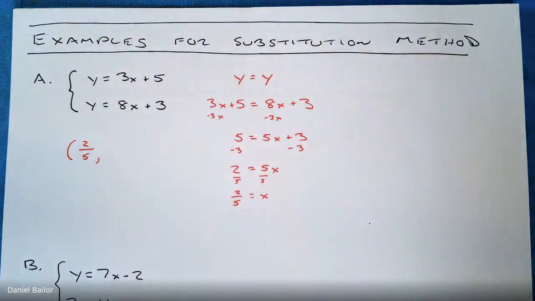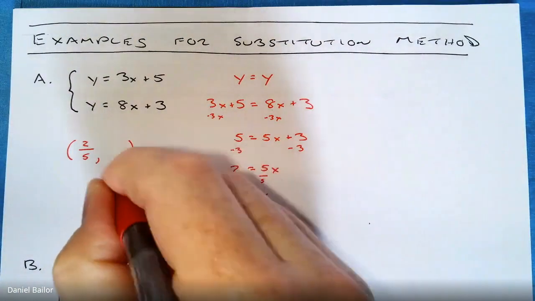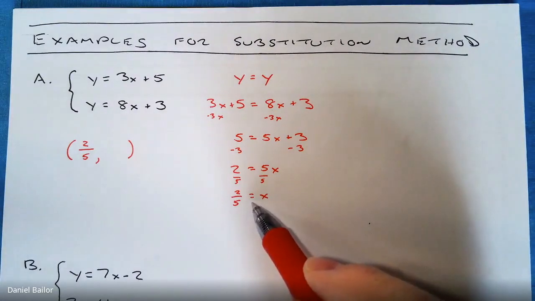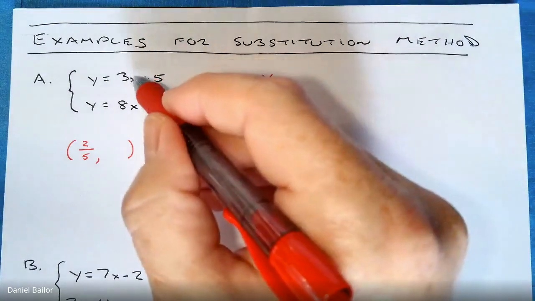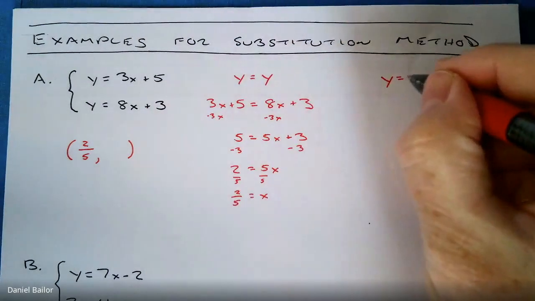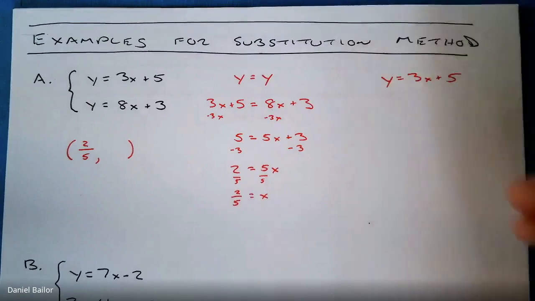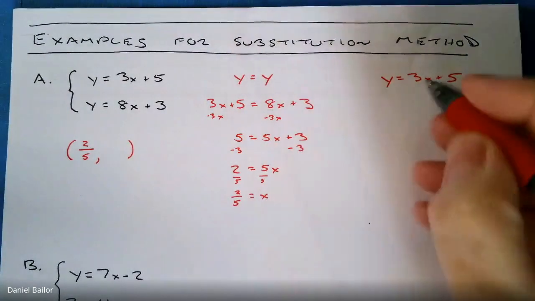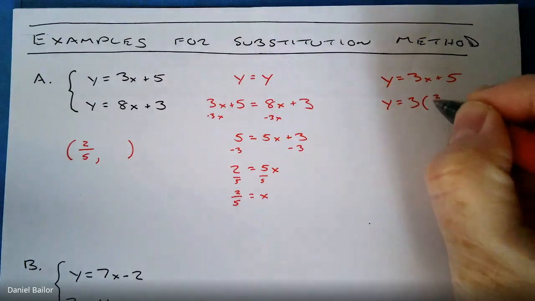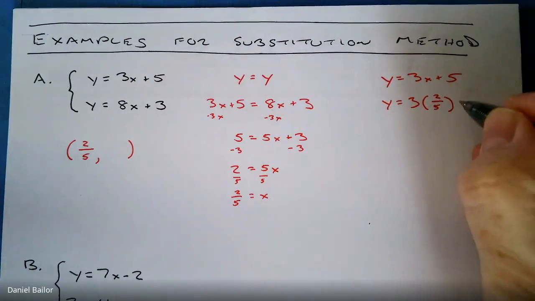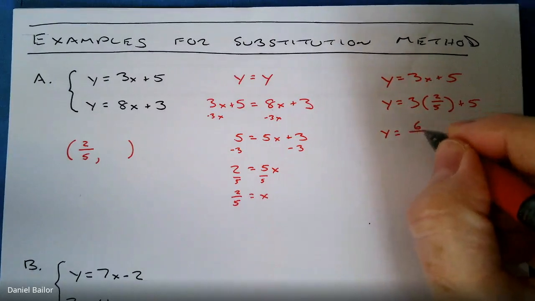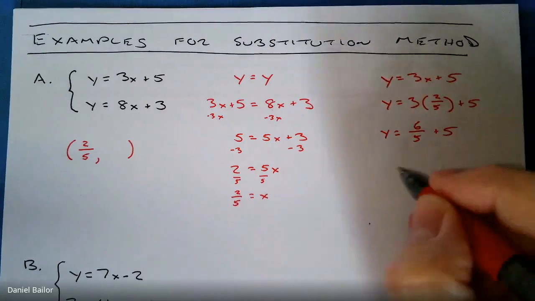So in my answer, I know x is going to be 2/5. But because the solution is coordinates, I still need y. So I take the 2/5 and I put it back into one of the equations. I take y equals 3x plus 5. It does not matter which one you pick. X is 2/5, because I found it right there. So I put 2/5 for x: 3 times 2/5 is 6/5, plus 5.